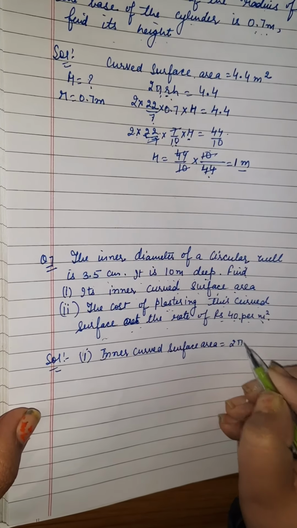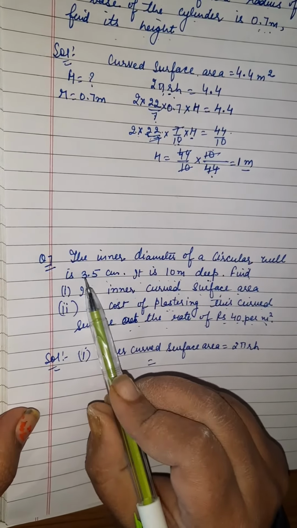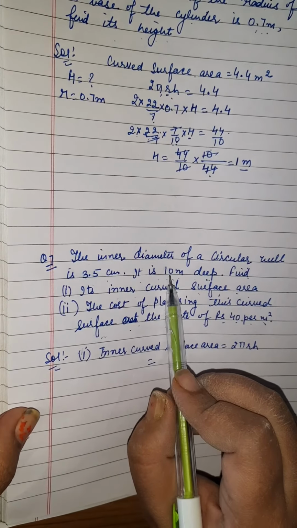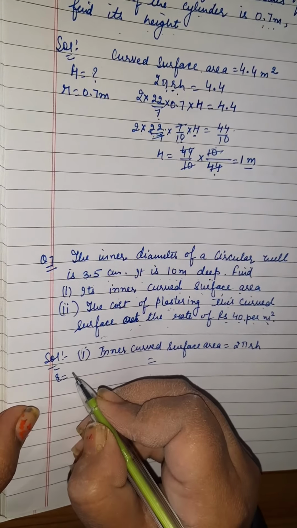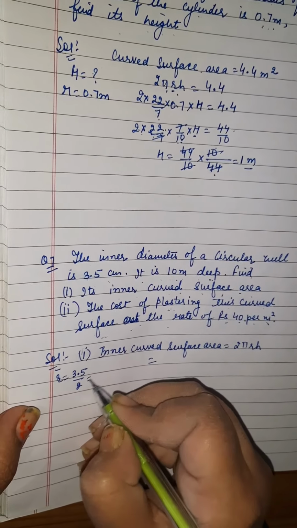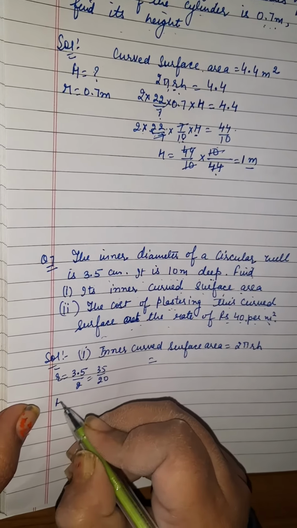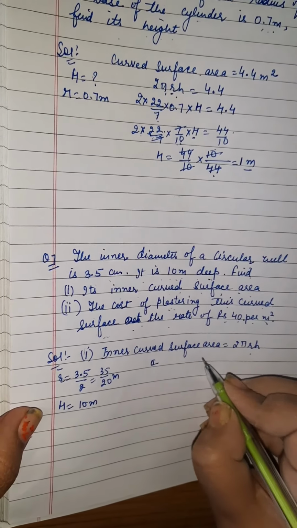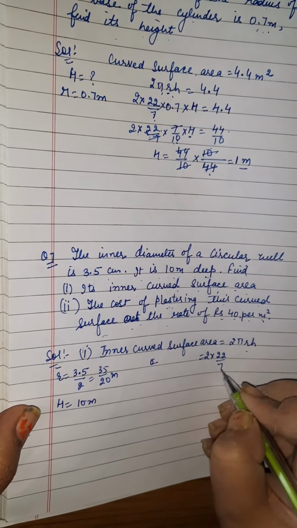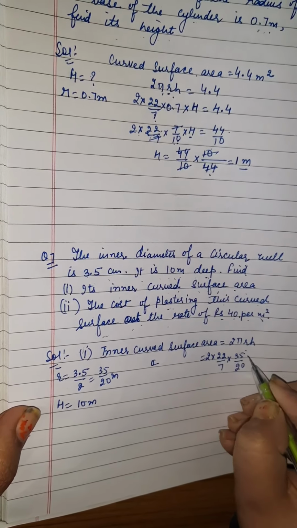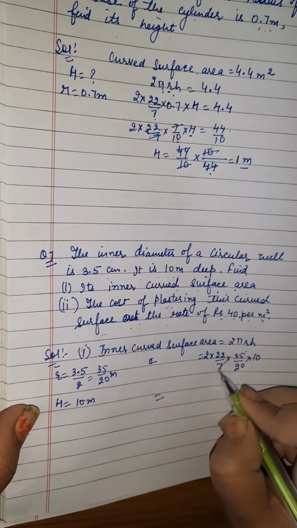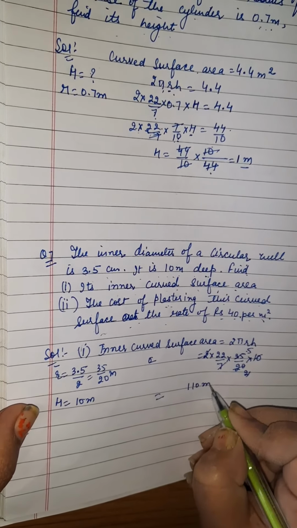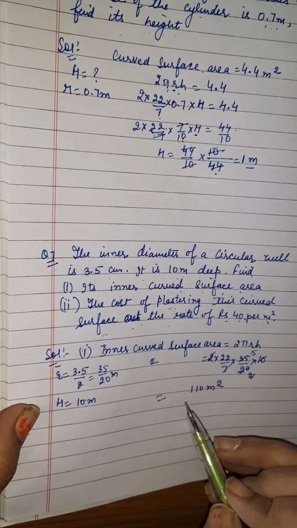So the inner curved surface area of the well is also 2 pi RH. R is 3.5 by 2, means 35 by 20, and H is 10 meters. Put all the values in the formula. 2 into 22 by 7, R is 35 by 20 and H is 10, cancel by 5 and 2. What is left? 110 meters square. The inner curved surface area is 110 meters square.